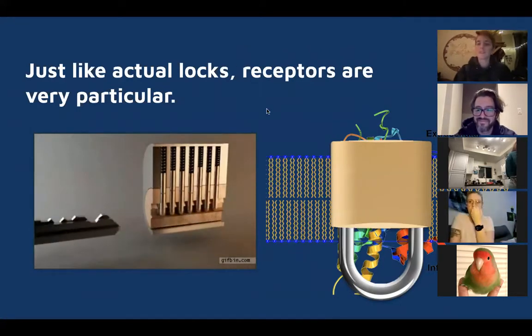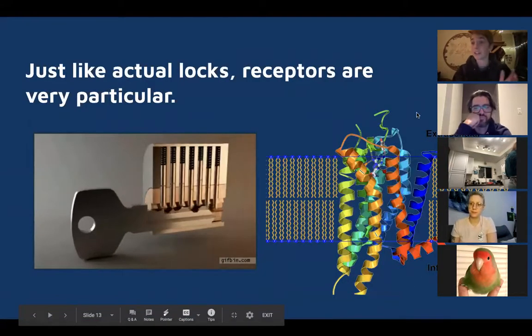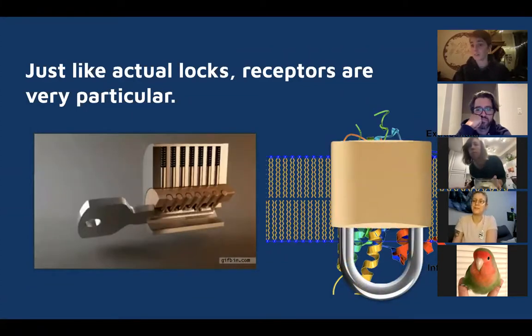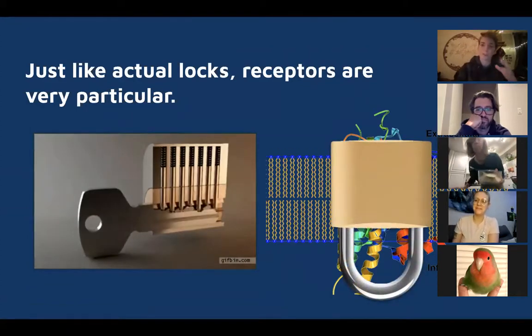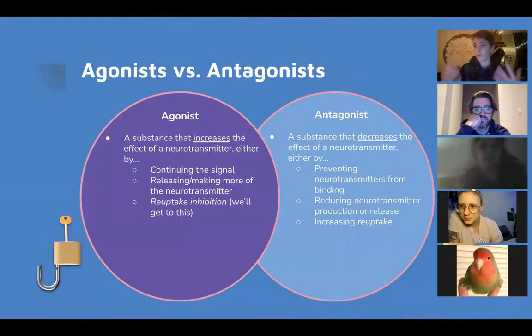So when we're looking at receptors, just like actual locks, only specific things will fit into them. This is what this actually looks like. This is an actual receptor, but that's ugly as hell, so we're going to cover it up and pretend that there's a bunch of brass and metal inside of your brain instead. Receptors are particular. They only accept certain things. Now, the way that drugs start to come in here is that a substance that increases the effect of a neurotransmitter, makes it do more of whatever it already is doing in one way or another, is called an agonist.